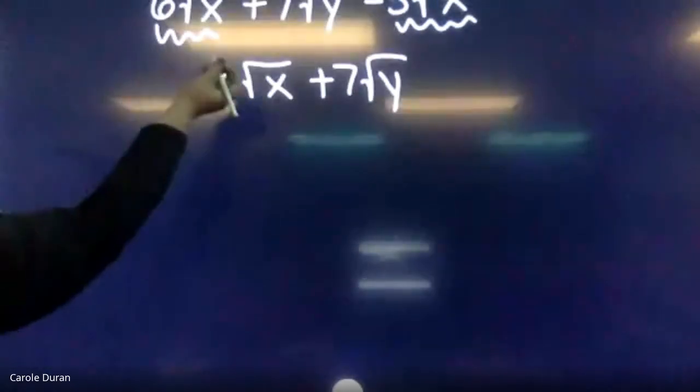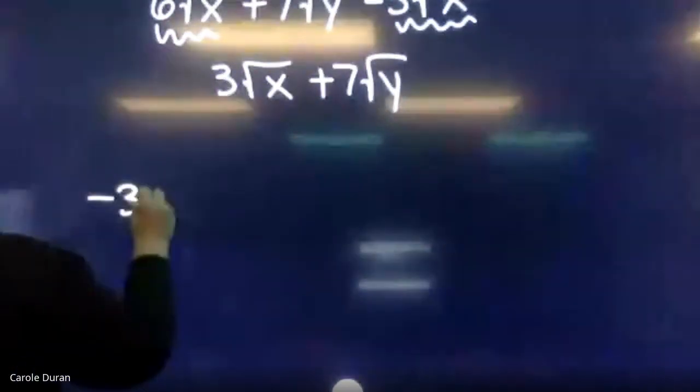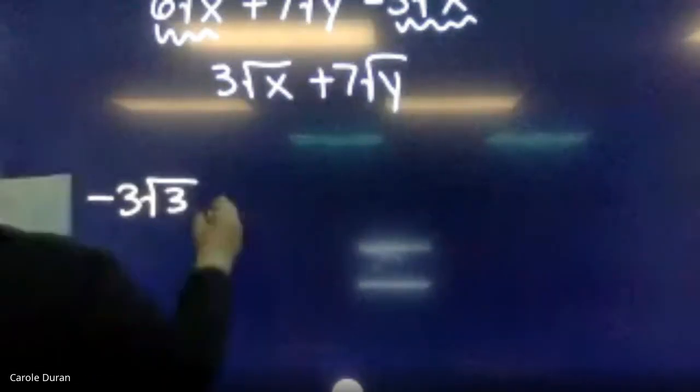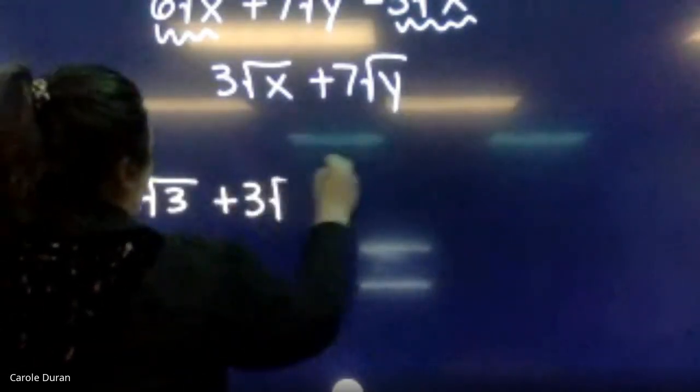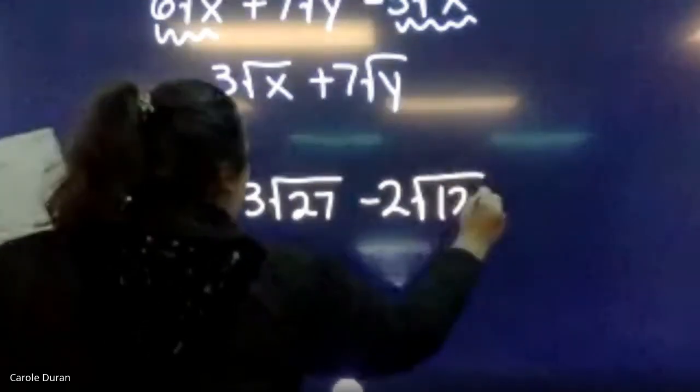Okay, so next example is going to be, let's do this one. Negative 3 times the square root of 3 plus 3 times the square root of 27 minus 2 times the square root of 12.